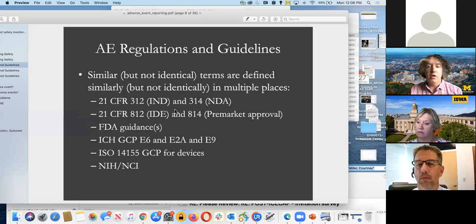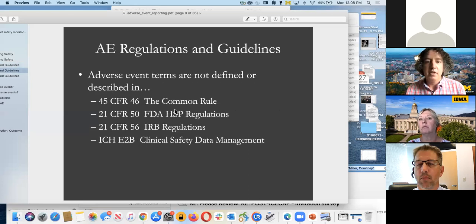So there are a variety of places in regulations and guidelines where things are defined similarly, but not named exactly the same, because if we had everything harmonized, then this just wouldn't be as much fun. But here are a few areas where there is federal regulation in these spots.